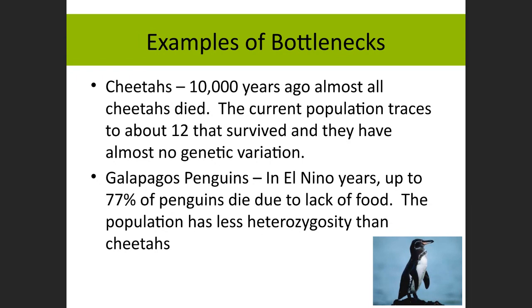Some years are worse. Some years are much better. So it's variable. But through their history, over hundreds of thousands of years, they've gone through many, many bottlenecks. So this has a large effect on their genetic diversity as well. They've just lost some alleles that they almost certainly had a long time ago.